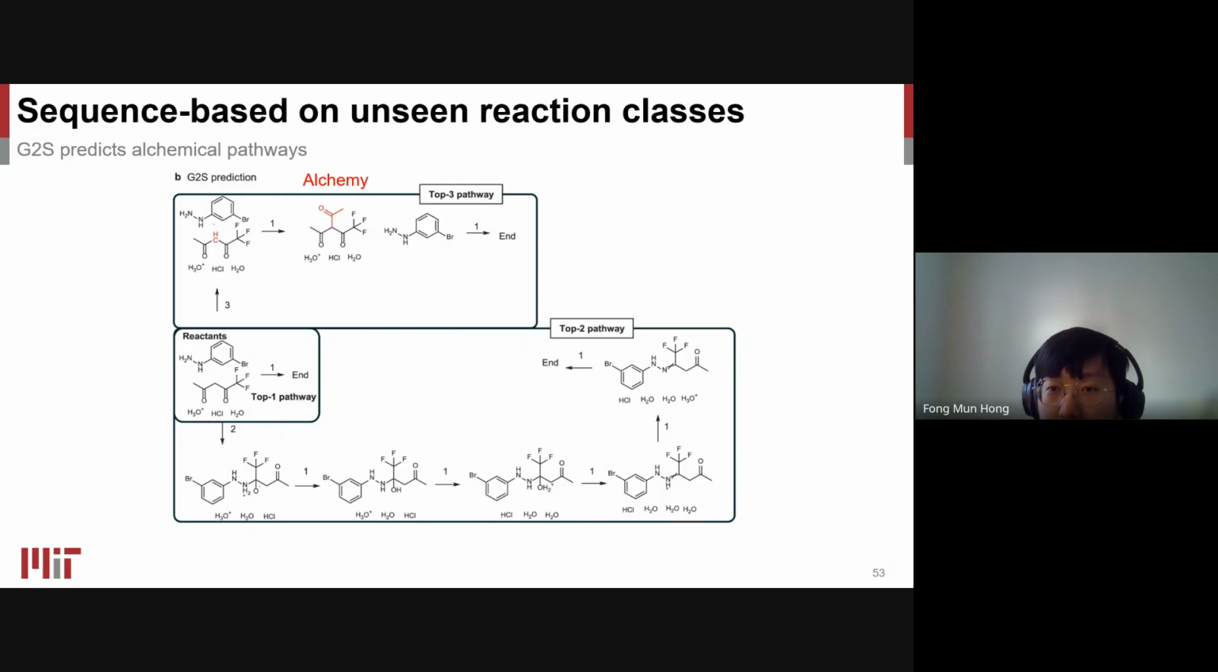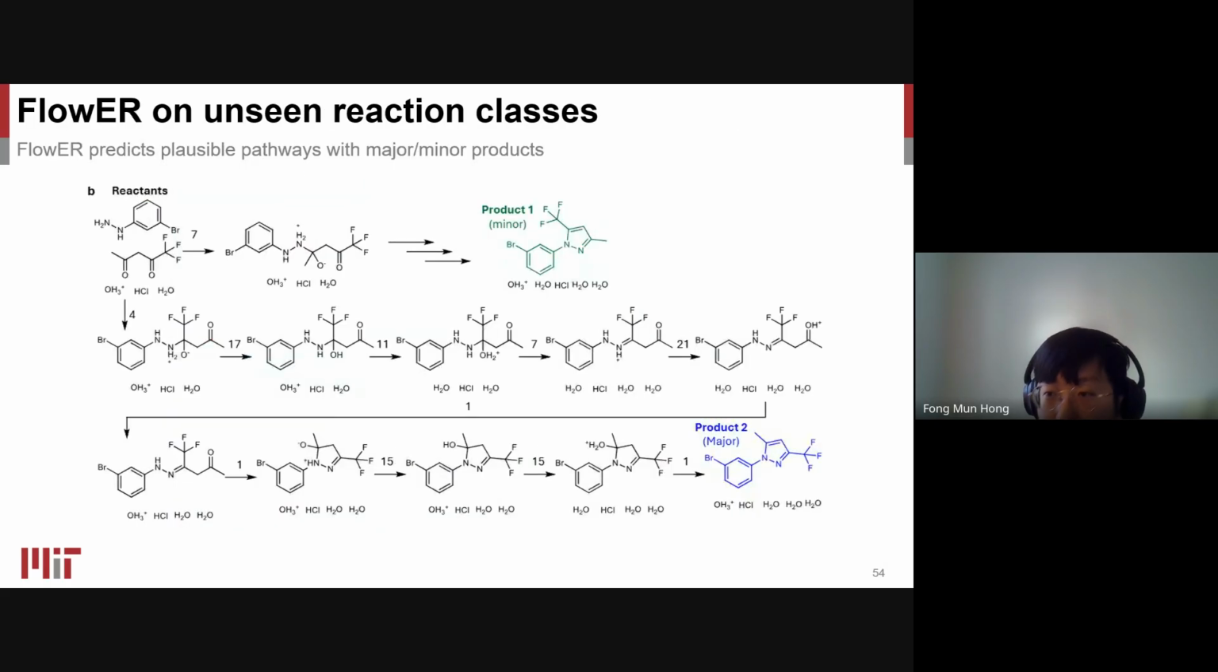This is why we try to ground our models back to the mass, to obey some mass conservation, so that even though the prediction sometimes may not make the most chemical sense, at least one of the few key principles is conserved. By conserving the key principles, Flower is able to predict plausible pathways for the major and minor products. As you can see, there are a lot of steps.